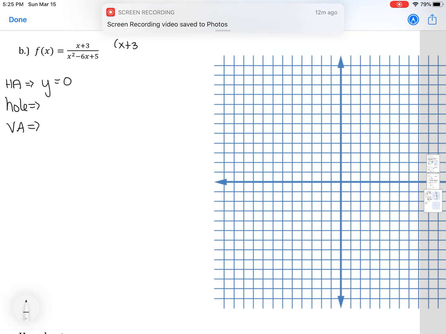So the top is already factored. Bottom, when we factor that, we get x minus 5, x minus 1. So again, nothing cancels, which means we have no holes. But you have 2 things left over. So we're going to take those 2 items, set each equal to 0, and you get a positive 1 and a positive 5. Those 2 items act as our vertical asymptotes. Same as the one above.